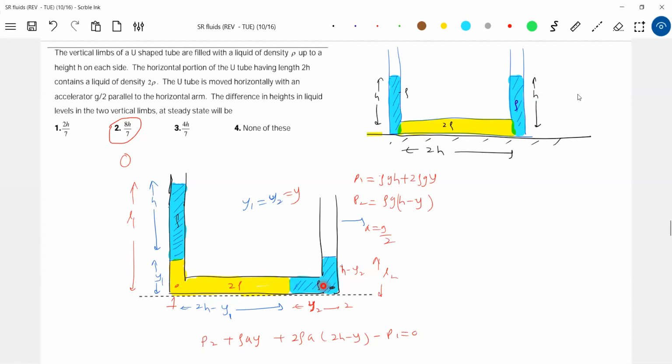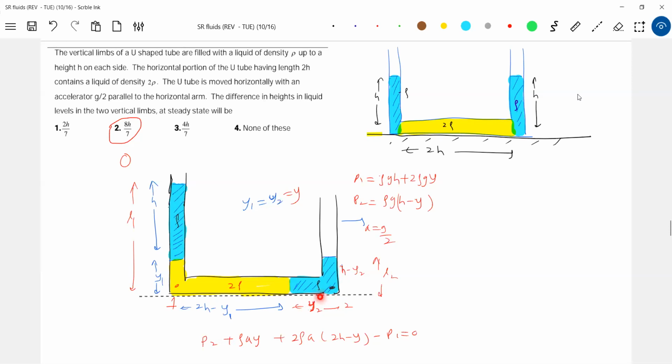Small idea. So what will happen now? How to make a guess of the diagram? The pressure at the front will be less, and the pressure at the rear side will be more. So the level of liquid should be more here, which means the level should fall here. So the yellow color liquid should get displaced. How much it will move, we don't know.